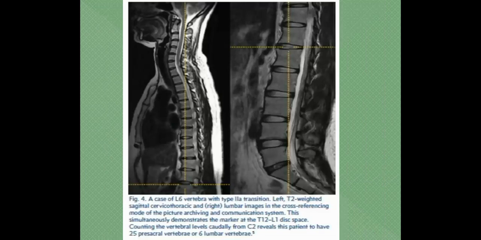So this is the MRI image showing the presence of lumbarization, a case of L6 vertebra with type 2A transition. We can see images on the right hand side and the left hand side. These are T2 weighted sagittal cervicothoracic and lumbar images in the cross referencing mode of the picture archiving and communication system. This simultaneously demonstrates the marker at the T12 and L1 disc space. Continuing the vertebral level caudally from C2 reveals this patient to have 25 presacral vertebrae and 6 lumbar vertebrae.